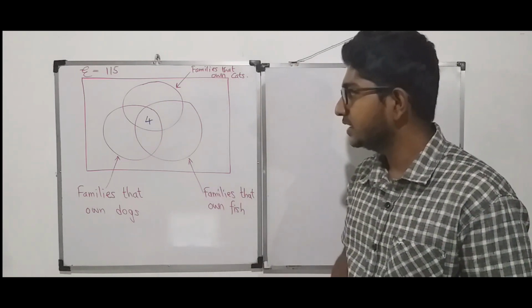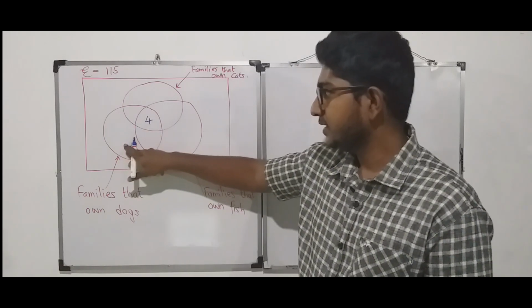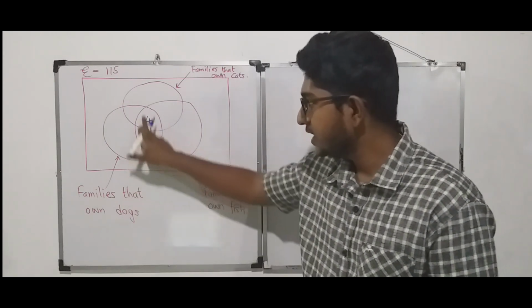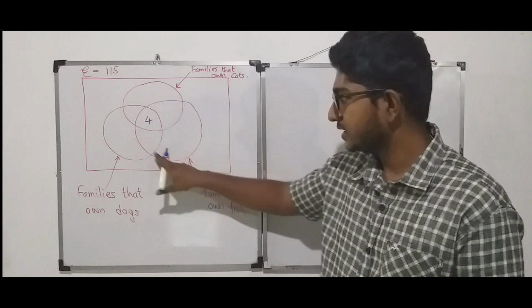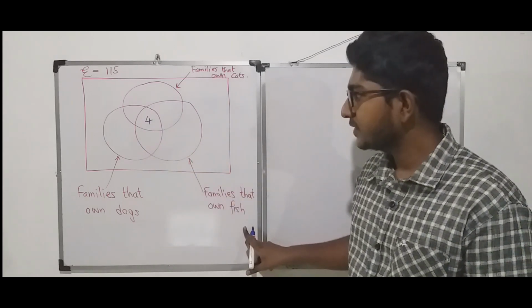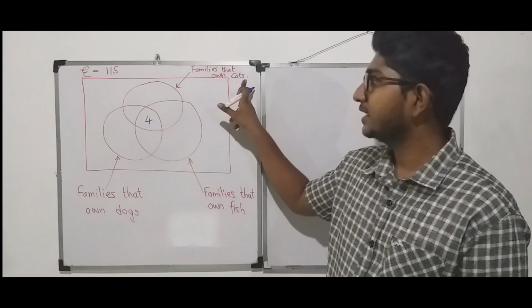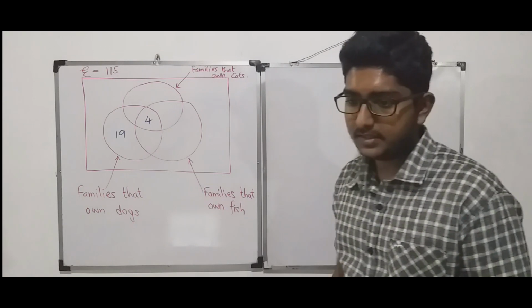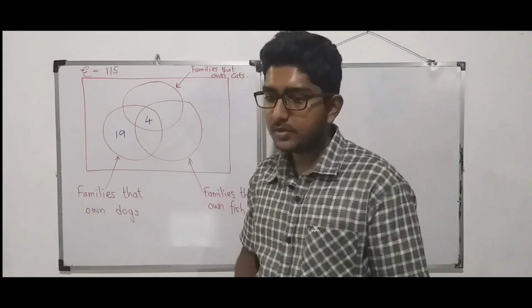So only dog region is this region. Why? This is the common region for all 3 types. This is the common region for these 2 circles, the circle representing dogs and the circle representing fish. This region is the common region for dogs and cats. So only dog means this region: 19. 24 families own both dogs and cats.